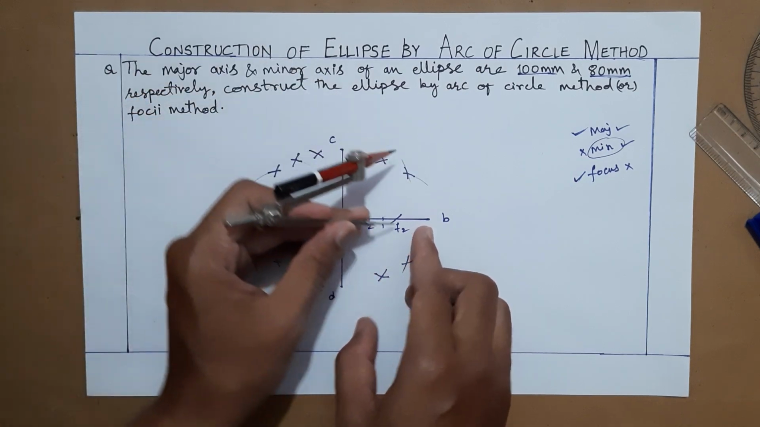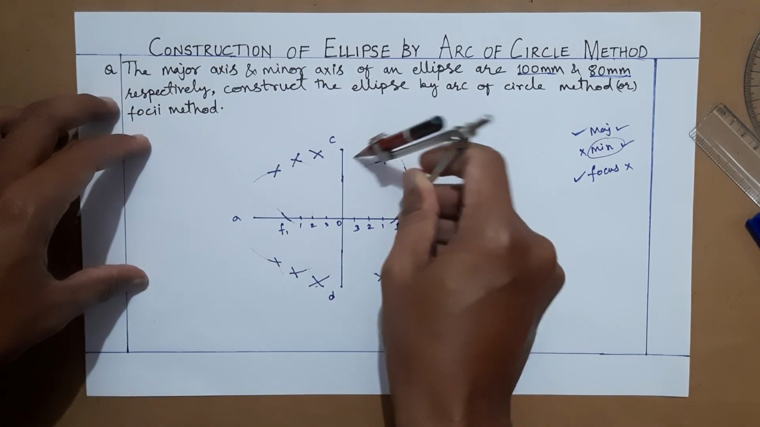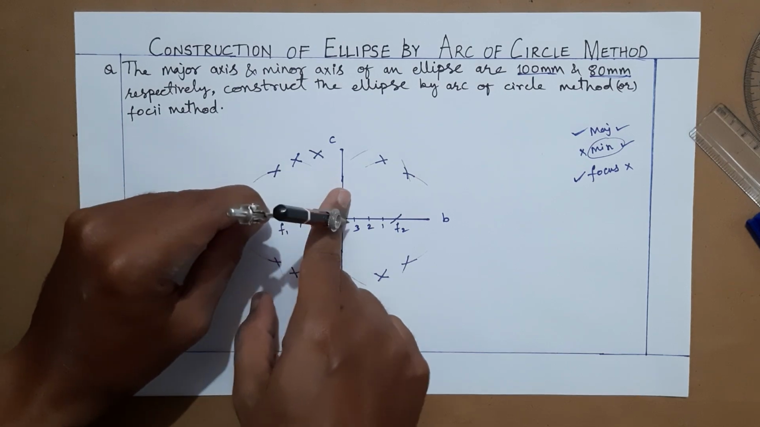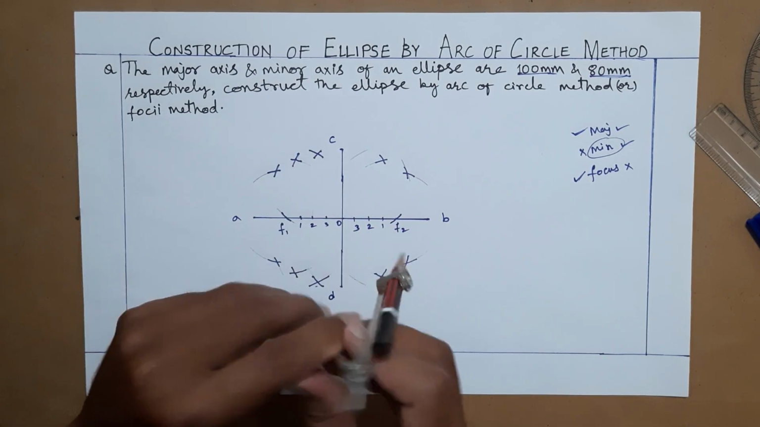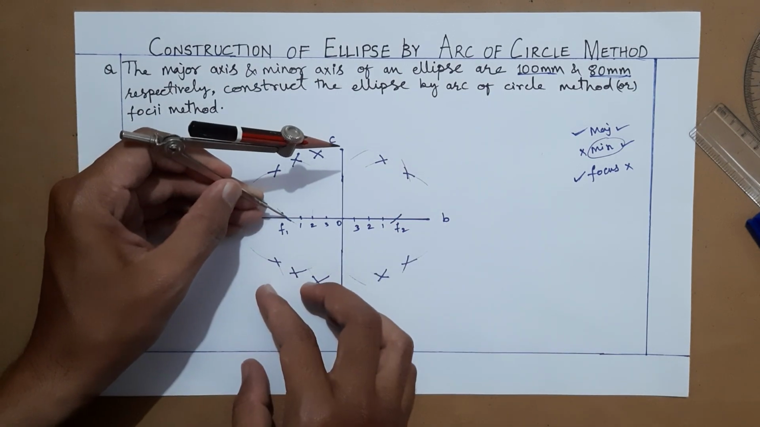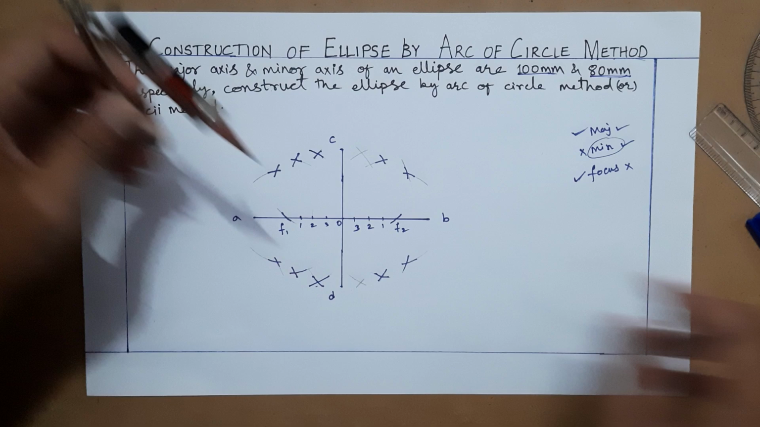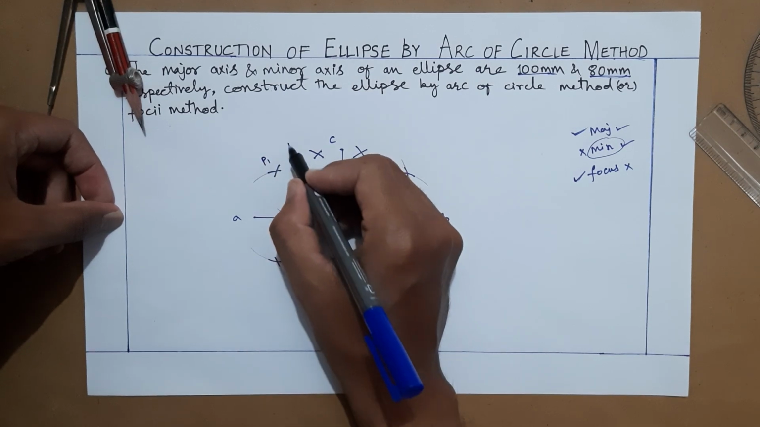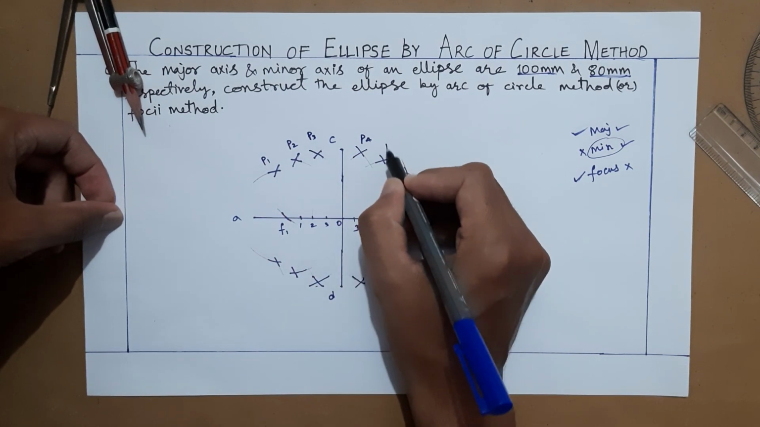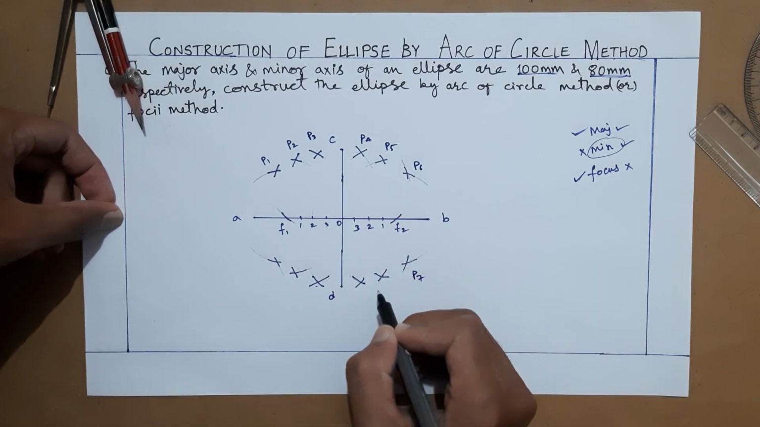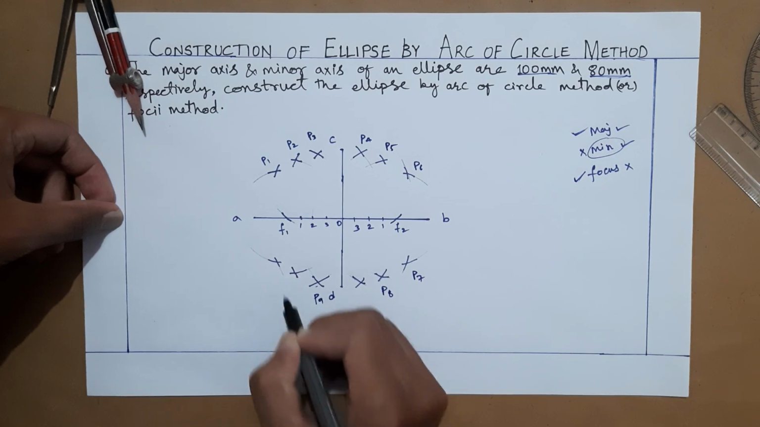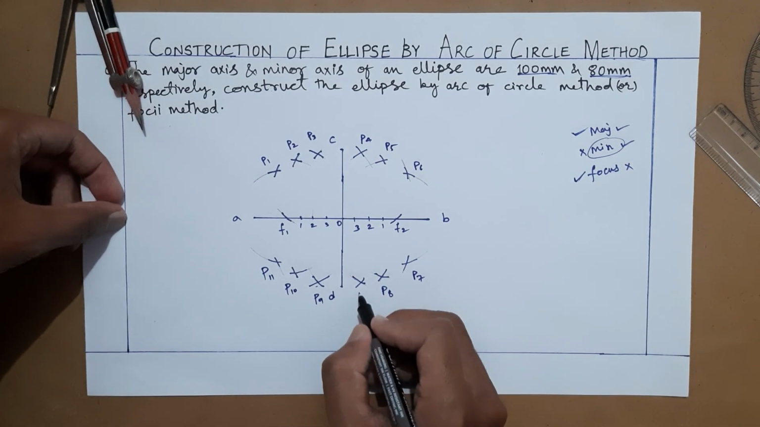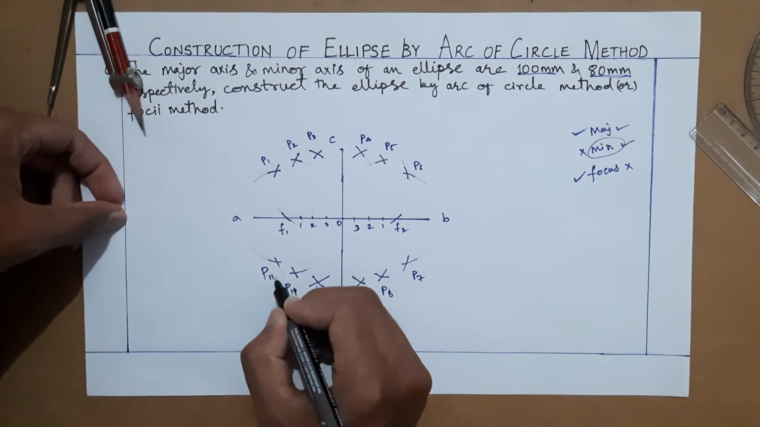So 3 to B as radius now, F2 as center, one arc here, another arc here. Then A to 3 as radius, F1 as center, cut this previously generated arc, one here, another here, then just highlight them. So you can say this as point number 1, point number 2, P3, P4, P5, P6, P7, P8, P9, P10, P11. Okay, we missed one point here. P9, this is 10, this is 11, this is 12, no problem.